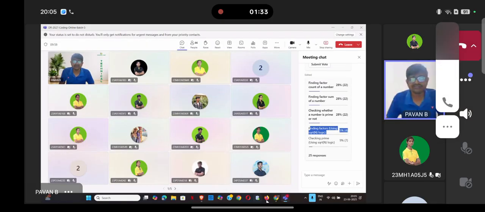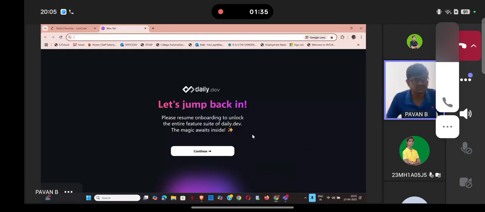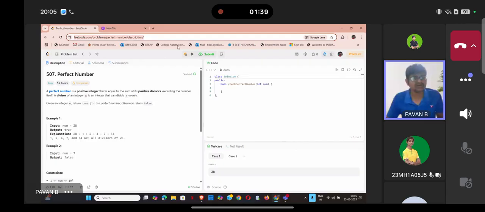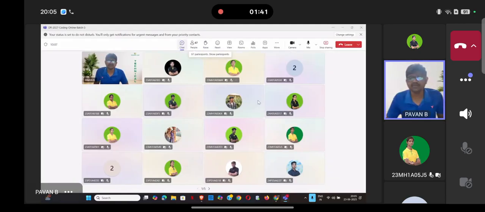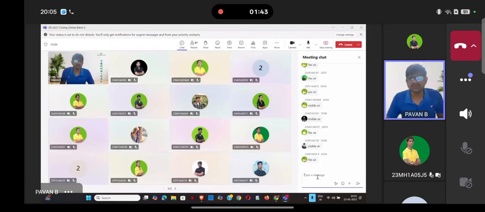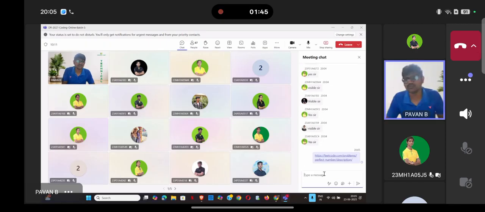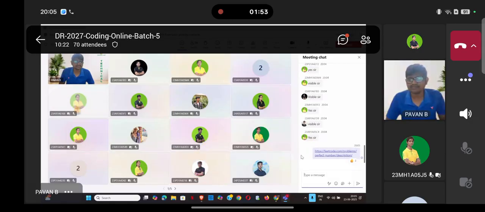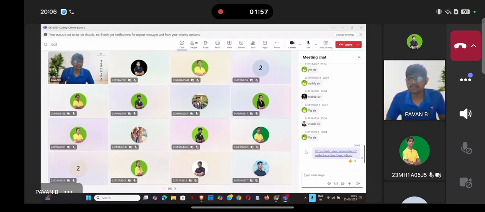Before that, a couple of days ago, I sent you this problem from LeetCode. This is called perfect number. How many of you solved this? If you solved this, give a thumbs up symbol to this problem's link. Here is the problem link. If you solved it, give a thumbs up symbol to it. Otherwise, we will solve it today.